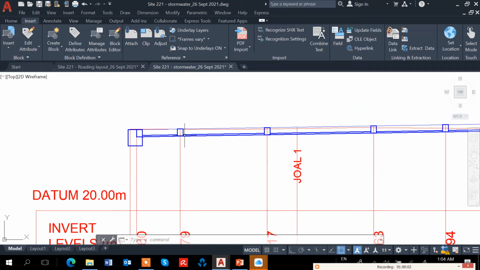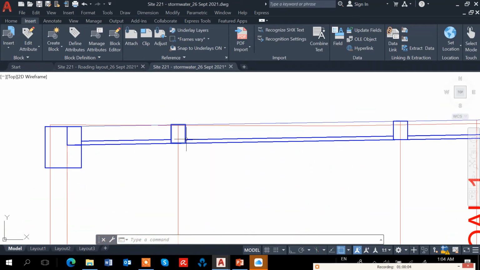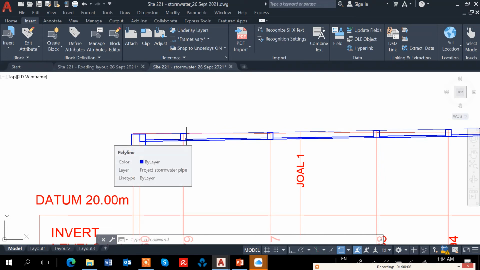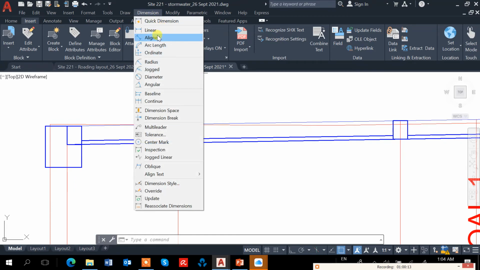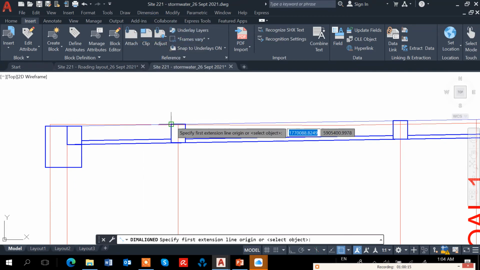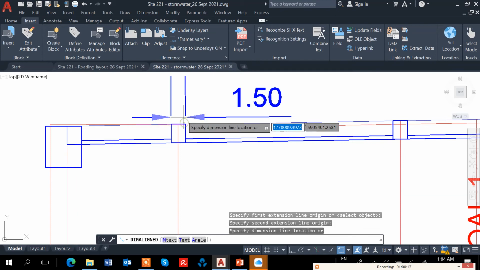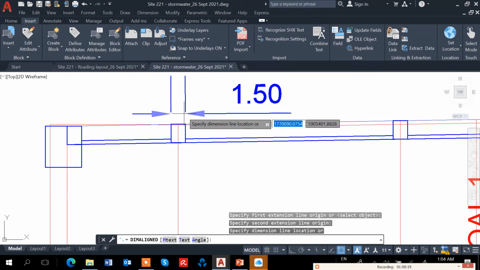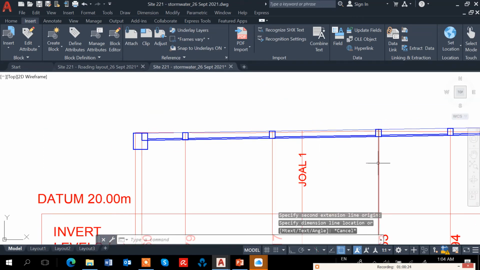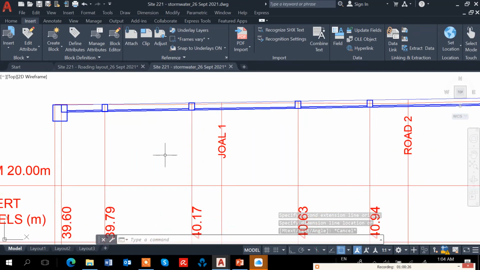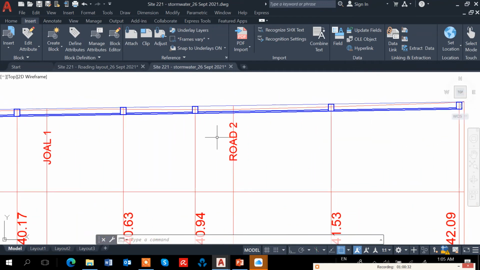And so for this one, I think I put it as 1 meter. The diameter of the manhole, I think it's 1.5 meters, 1.5 diameter. So all of them I put 1.5 diameter. So we identify the position of the manhole based on the channel, and then we just put it there.